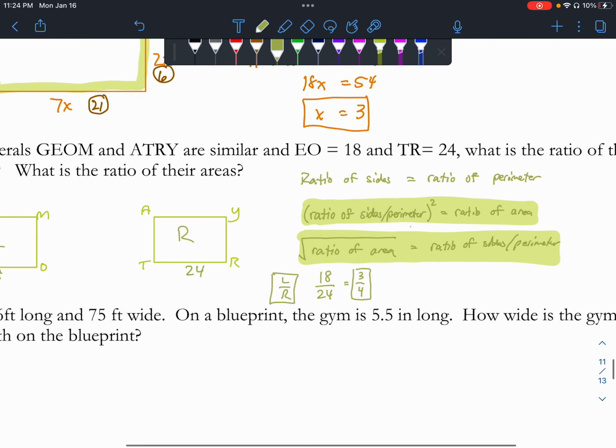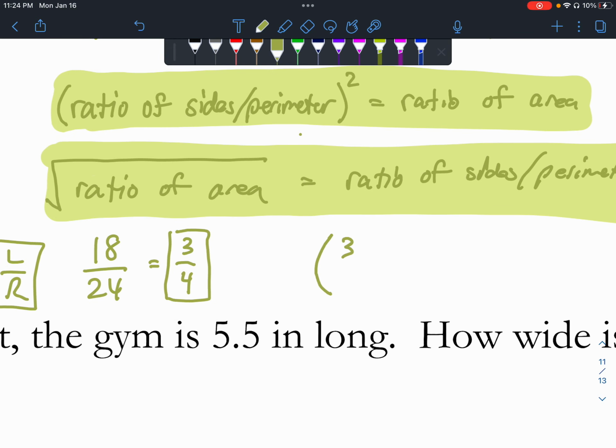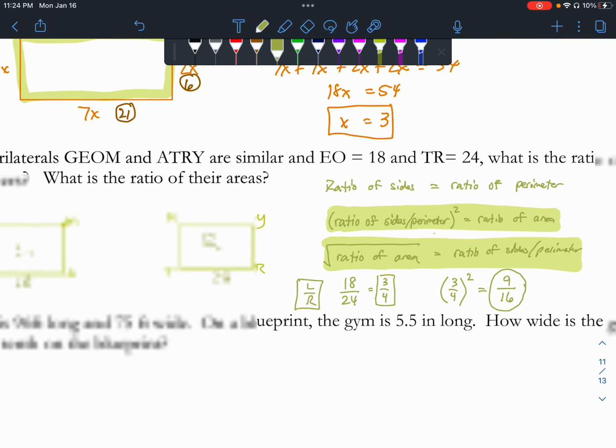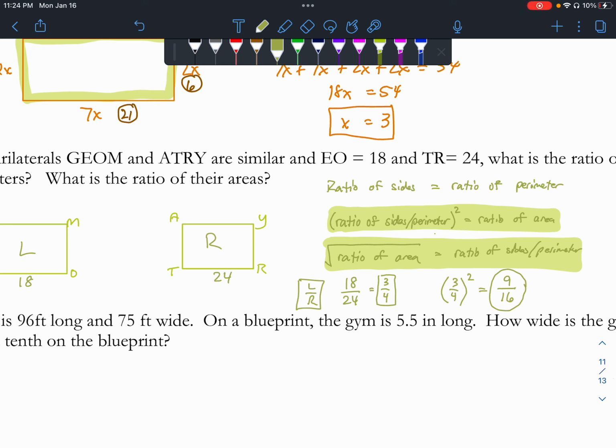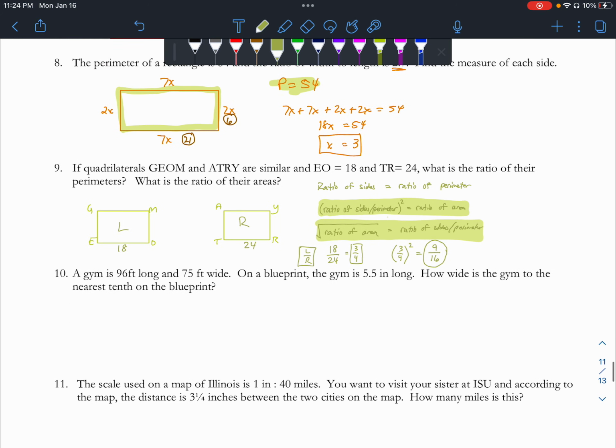Well, now they're saying, what's the ratio of their areas? Take that 3/4, that's the ratio of their sides, that's also technically the ratio of the perimeters, square it, we end up with a ratio of 9 to 16. That is what they're looking for, and they're only asking for the ratio of the areas, not necessarily what each individual area is. Eventually, over time, we will get to those problems, but this first one's kind of easing into it.